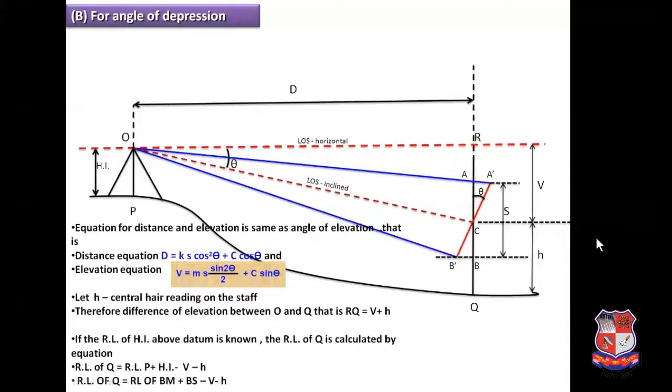Therefore, the difference of elevation between O and Q, that is RQ, is equal to V plus H from the figure. If the RL of the height of instrument above datum is given, the RL of Q is calculated by the equation RL of Q is equal to RL of P plus height of instrument minus V minus H. Or if a benchmark is given and backsight staff reading is given, then how to find the RL of Q? In that case, RL of Q is given by RL of benchmark plus BS minus V minus H.